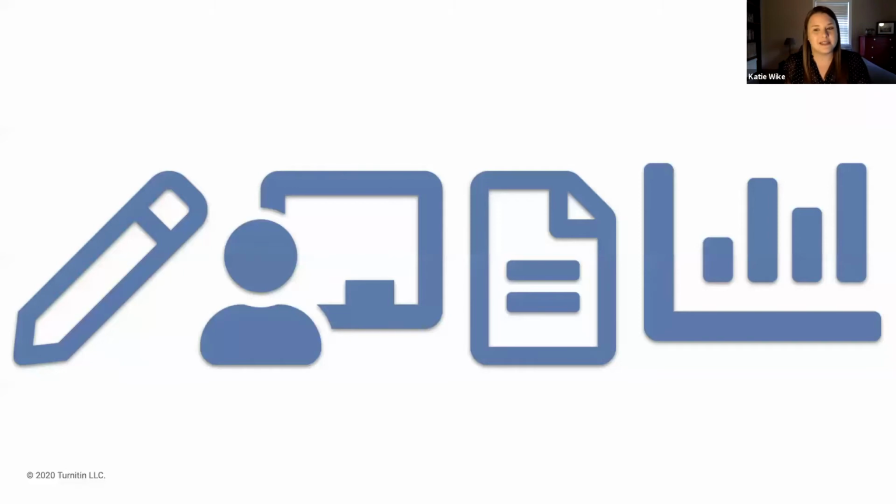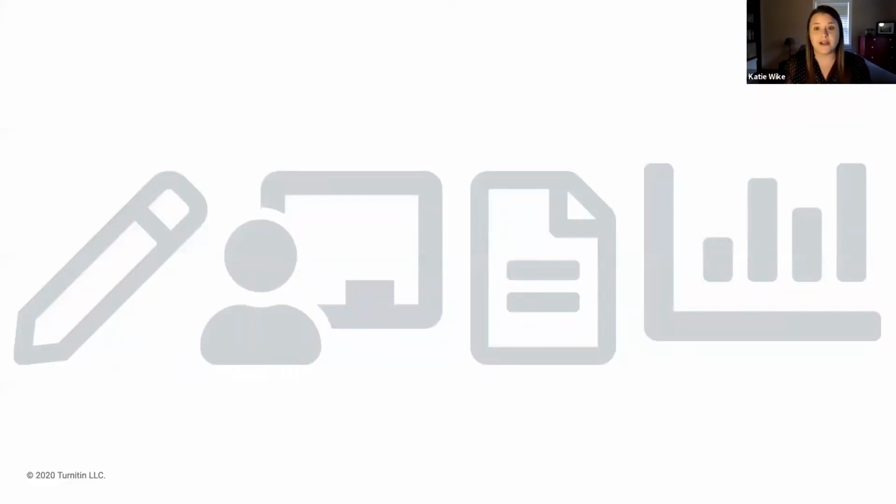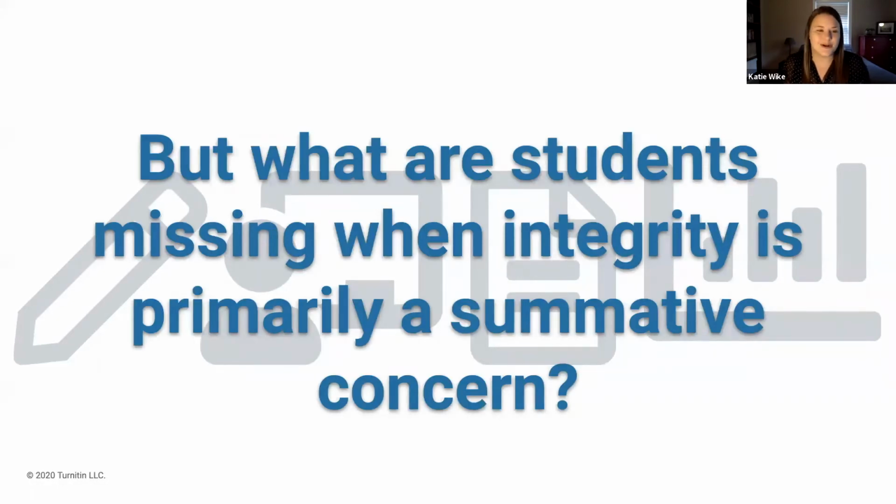But then what we often see is we spend less time addressing those items up front beyond including a few statements in our syllabi. Then what we normally see at that point is where the investigation of issues happen after the fact. Now, all of those strategies are definitely important, and I'm going to say they should arguably remain in place. But my question for you today is, what are students missing when academic integrity is primarily addressed as a summative aspect of an assignment?